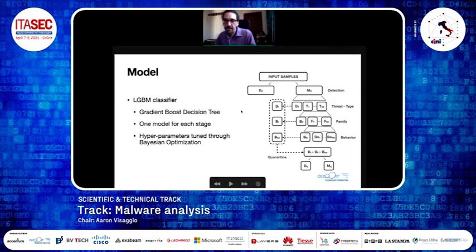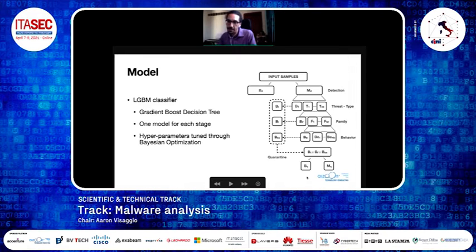So, as we already said, the model takes as input the samples, and for each stage of the pipeline, we train a single light gradient boosting machine, which is a decision tree kind of algorithm.